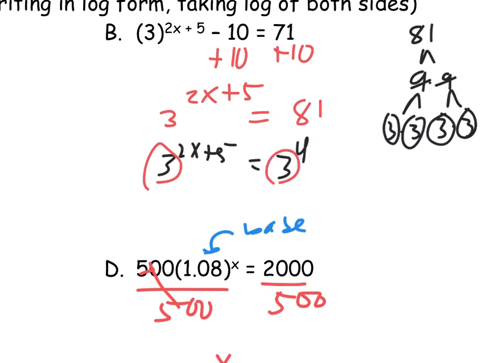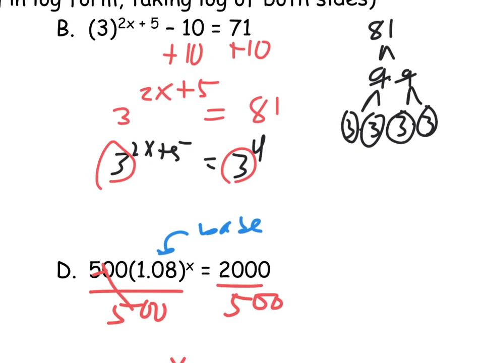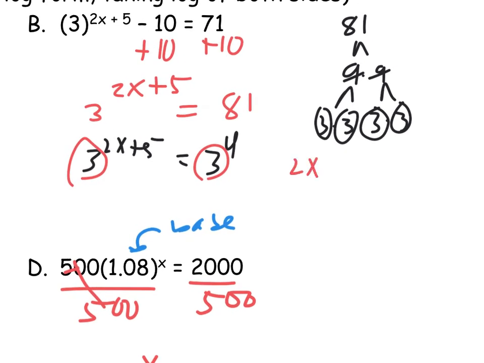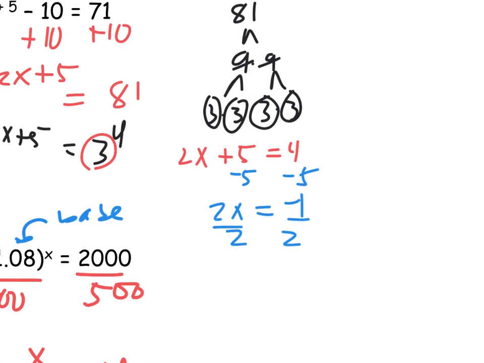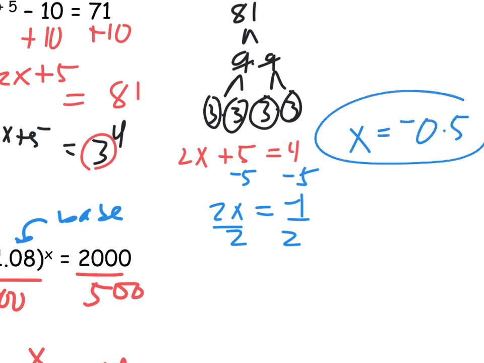But being these are both 3's, what has to be true here is this. The exponents have to be equal if it's an equal equation. 2x plus 5 equals 4. So now I can just solve this equation. This is what we did with exponential equations in the beginning. So 2x equals 4 minus 5, which is -1, and then just divide by 2. And your final answer is x equals -0.5, or you could still leave it as -1/2.